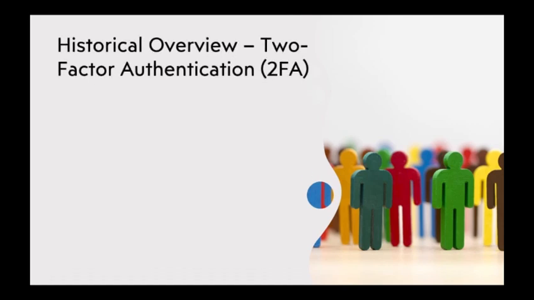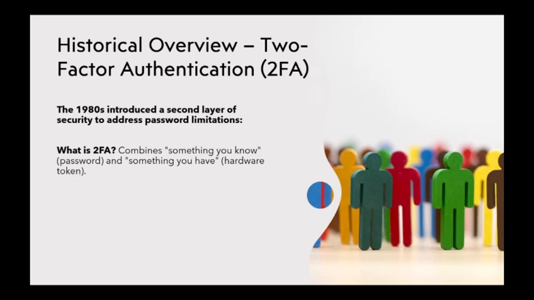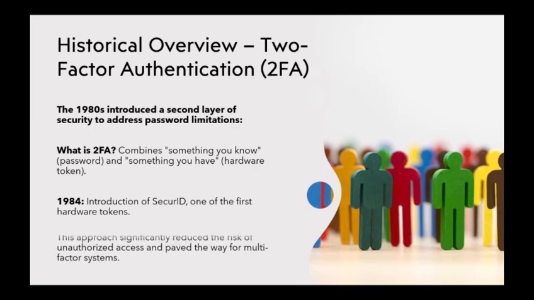After that, we go to two-factor authentication. What is two-factor authentication? Two-factor authentication combines something you know, which is the password, and something you have, which is a hardware token. In the 1980s, it introduced a second layer of security to address password limitations. In 1984, SecurID, one of the first hardware tokens, was introduced.